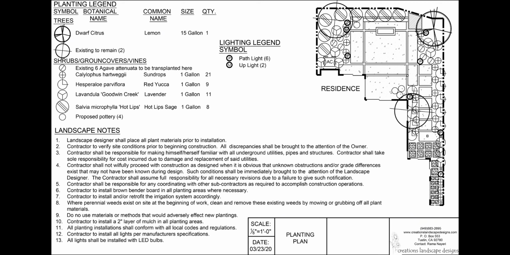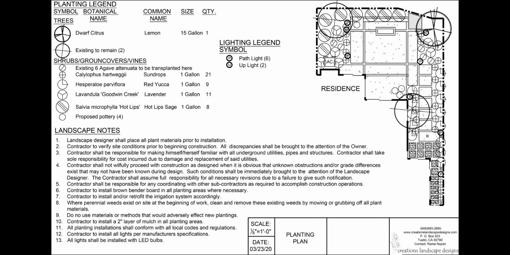This is the planting plan I created. Again, it shows the trees, the ground covers, shrubs, etc. that we are proposing. What's the scientific name? How many are there? What's the quantity? What's the gallon size? It's meant to be super detailed. We added lights to this project. How many path lights? How many up lights? Where are each of the specific plants located?